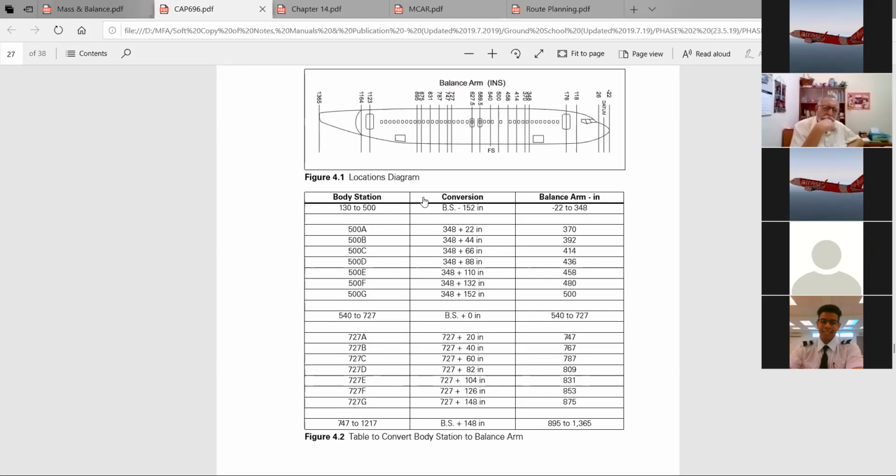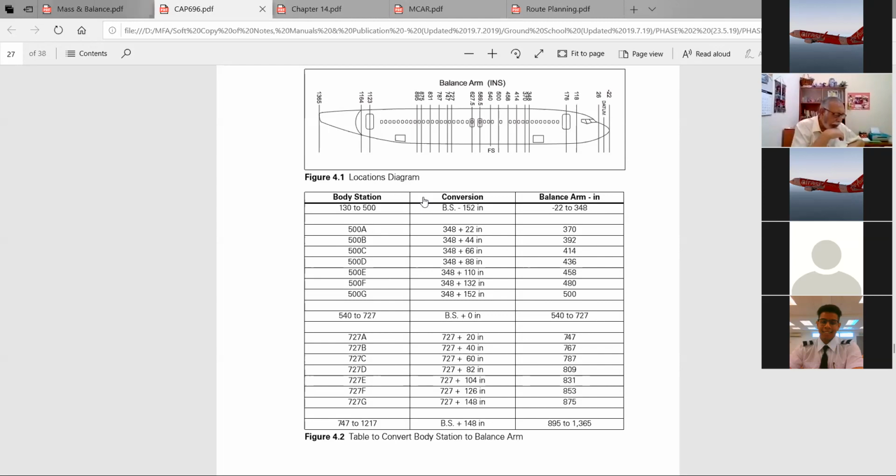Number 2 is 121. Very correct. Very good. Read the next one. 500G. Number 3. Number 3 is 500G.